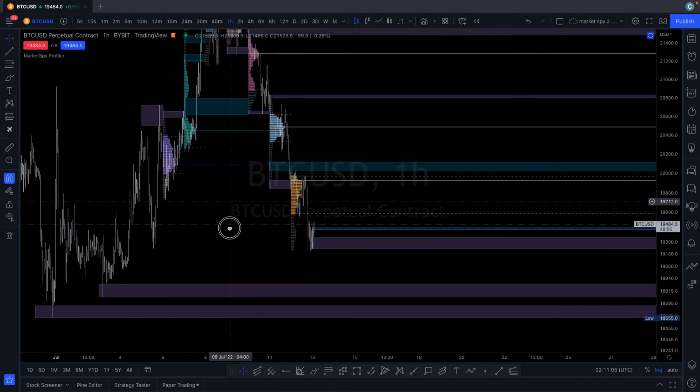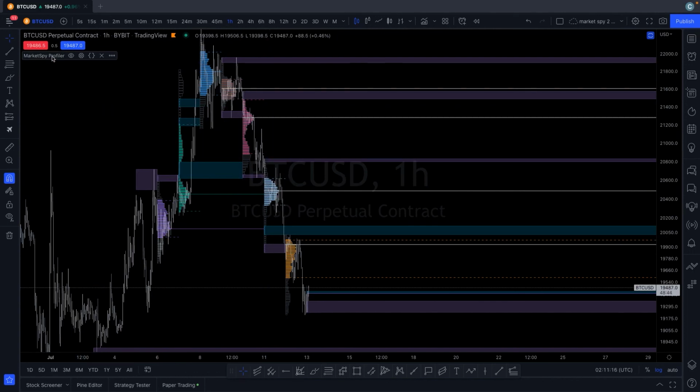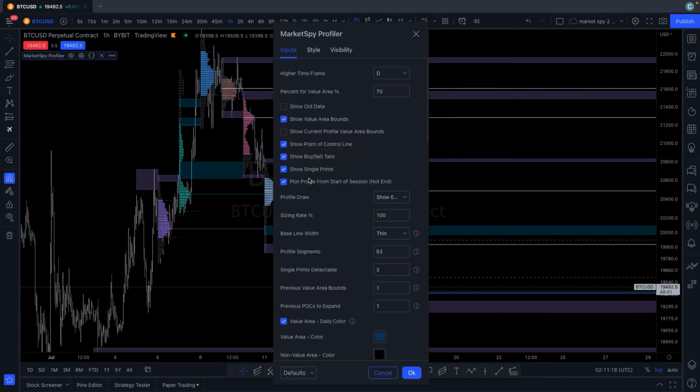So we have factory settings here. And the reason we have to do it this way is a limit in TradingView. This is not a limit from this market profile script. This is on TradingView's end. But when Pine gets better, this will also get better. But right now we're limited by them.